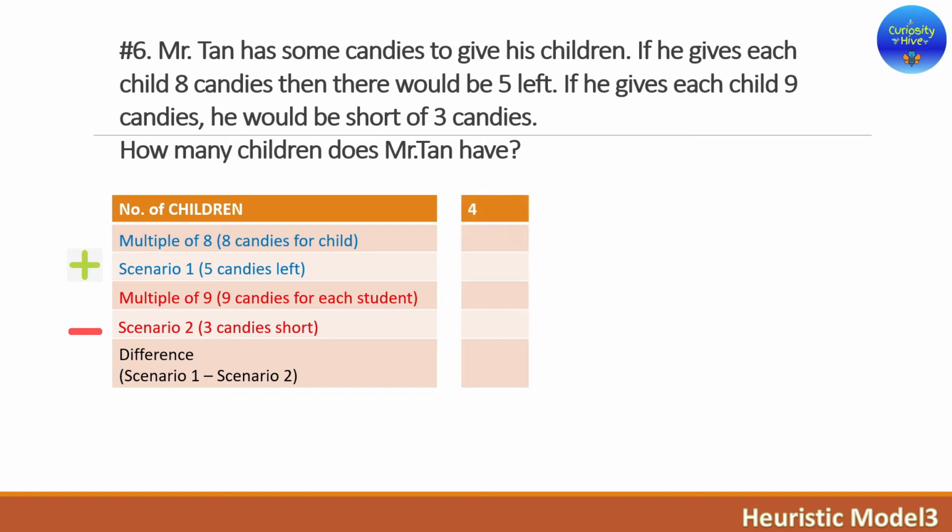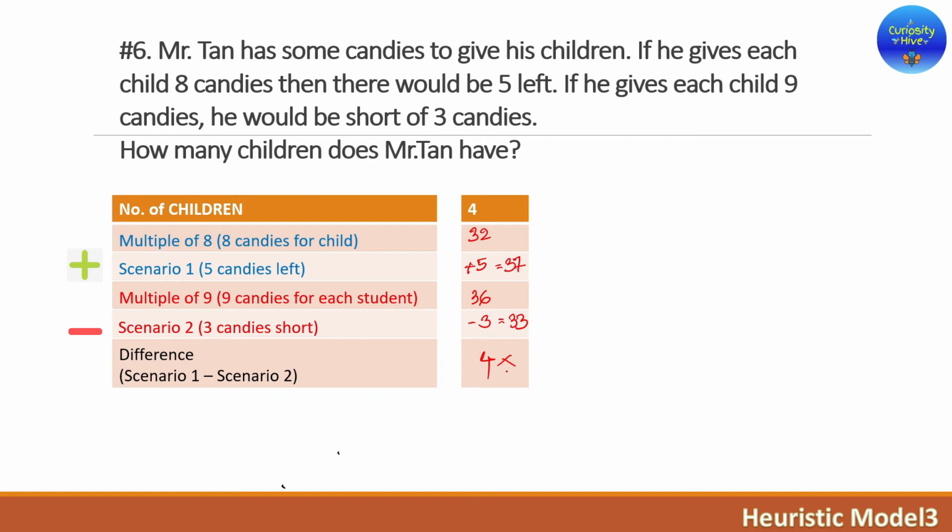So let me try directly with 4 children, assuming that 4 children are there. So how I will do it is 4 times 8 is 32. Then as per scenario 1, 5 candies will be left. So we add 32 plus 5, which is 37. Then we go to the next scenario where each will get 9 candies. So 9 times 4 is 36. And if they do so, 3 candies are short. So 36 minus 3 is equal to 33. Now both of them have a difference of 4. So then that is not really the right answer.